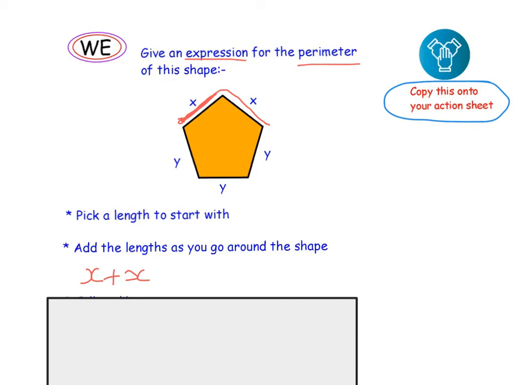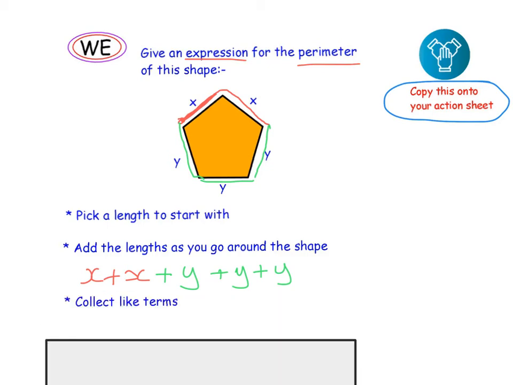Now the letter, the variable, is changing, so I'm going to change colour, because this side is a Y, so I'm adding a Y. Then across the bottom is another Y. Add Y on, and back up the final side to get back to where I started. That side is also a Y.